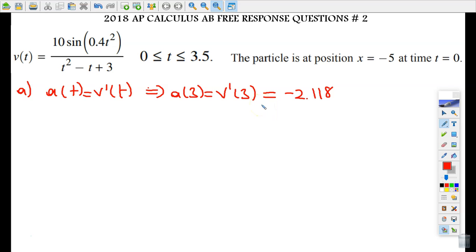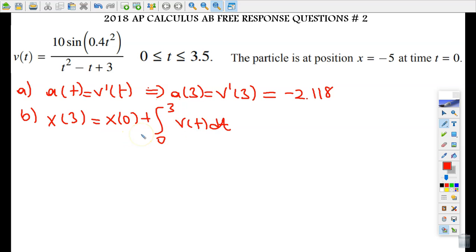We've tackled the first problem, so let's move on to the second problem. It says find the position of the particle at time t equals 3. The position of the particle at time t equals 3 can be found by this expression. x of 3 is going to be equal to the initial position plus the integral from 0 to 3 of v of t dt.